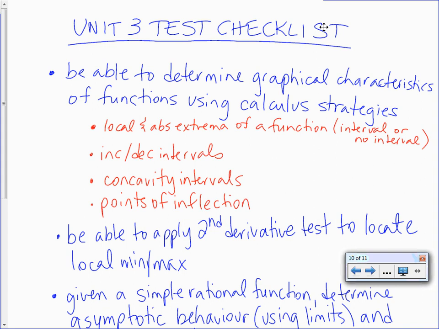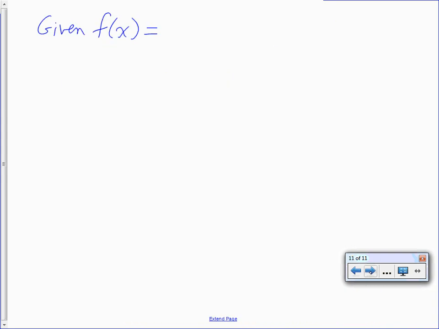So I'm about to make up a function that we're going to work through. On the test, expect different functions to be provided for each of those bullet points. But I'm going to just pick one function and do everything to it just to save some time. Just give me a second to come up with a function.